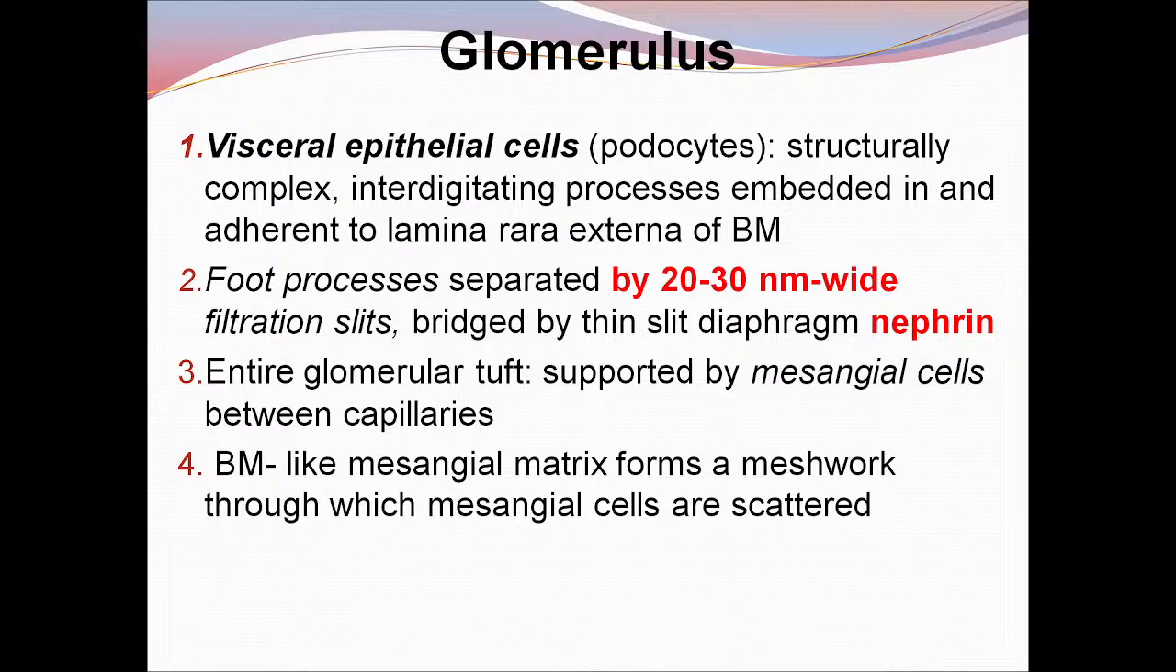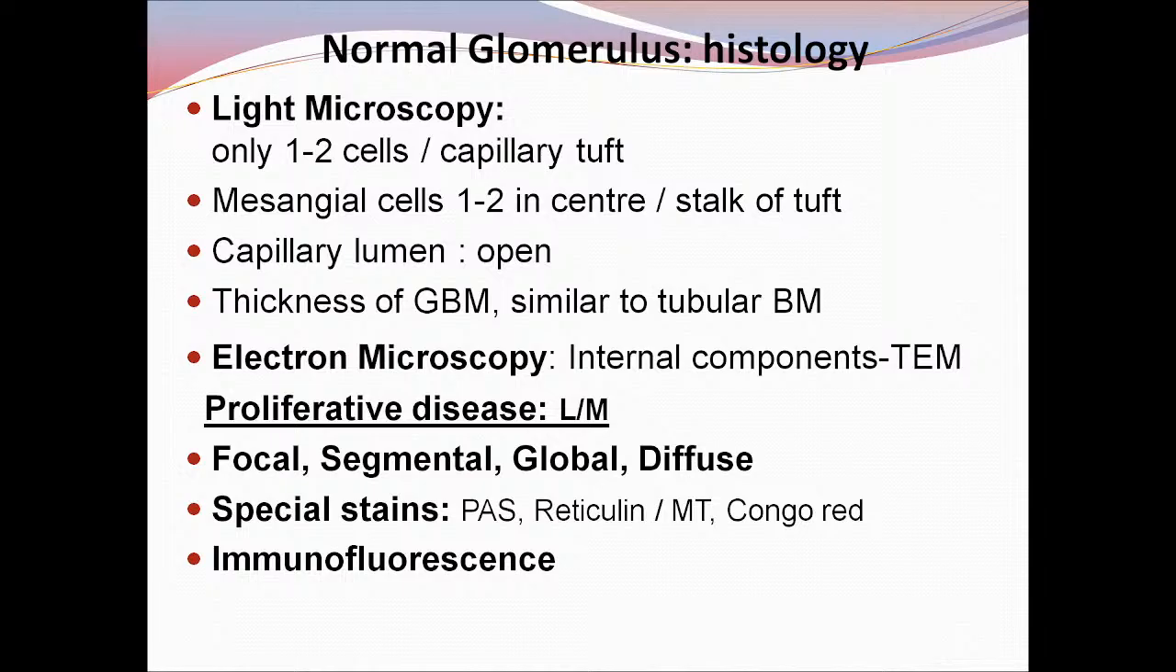So we have the basement membrane, the visceral epithelial cells and the capillary endothelium, and the entire loop of capillaries is supported by the mesangial cells between the capillaries, and there is also matrix. On light microscopy, when we look at the glomerulus, we will see 1 or 2 mesangial cells per stalk of the tuft. Whenever more than 2 nuclei are identified in the mesangium per tuft, we say there is an increased number of mesangial cells, that is, mesangial hypercellularity.